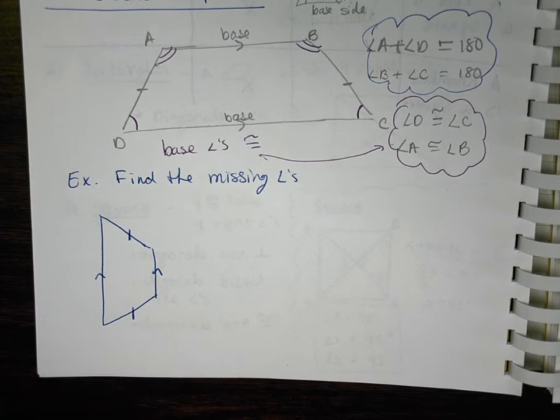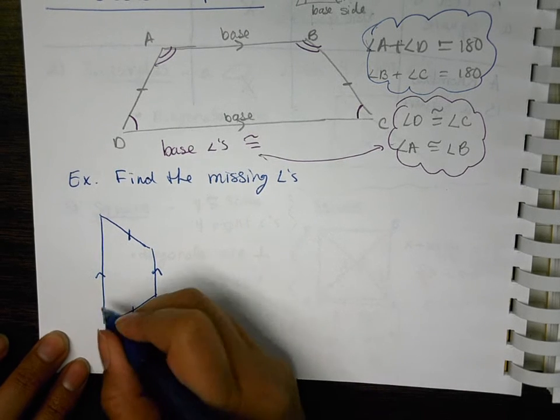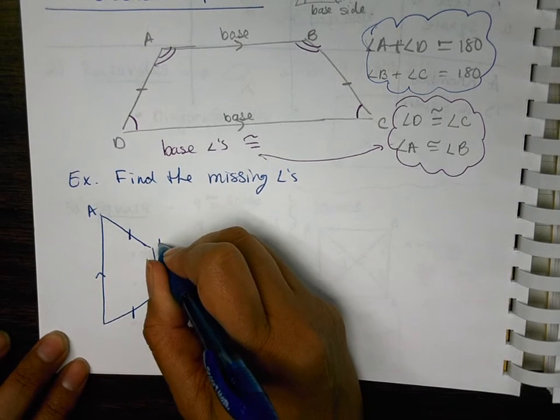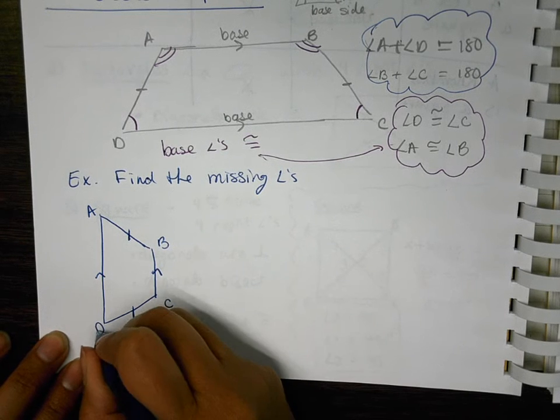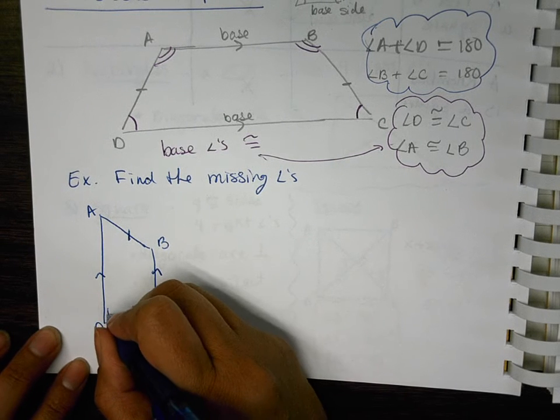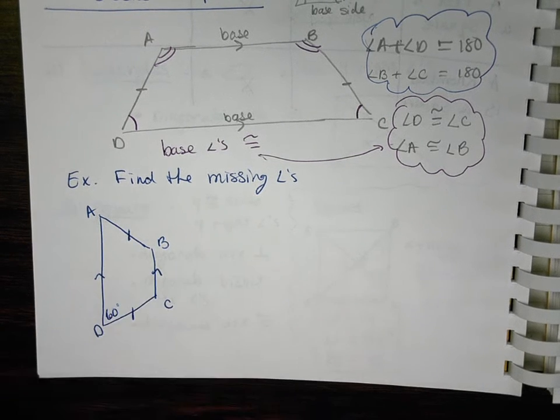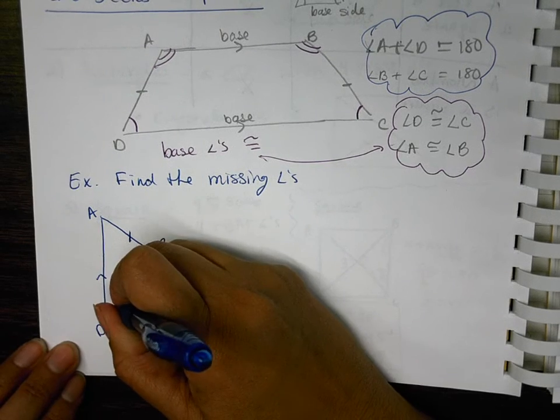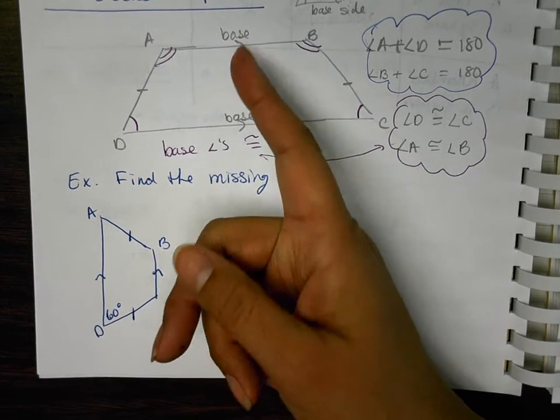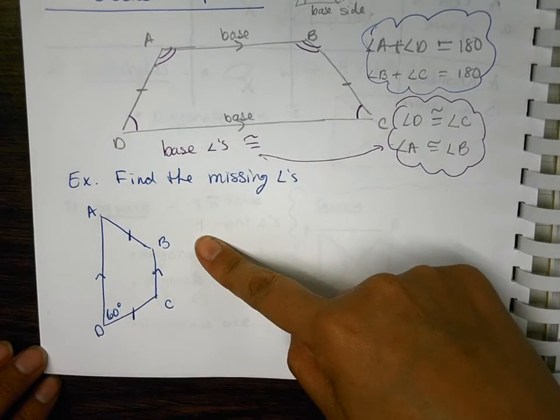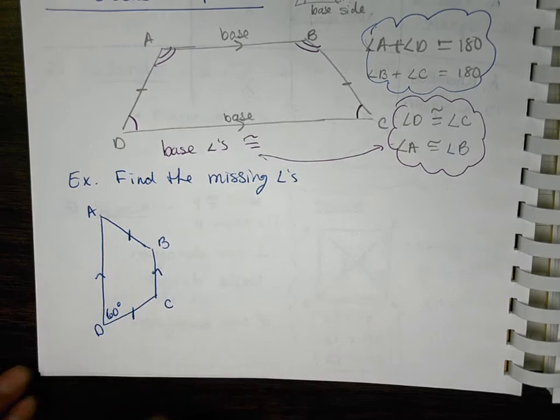All right, I'm going to give you this angle right in here. Let me label A, B, C, D, and I'm going to give to you that angle D is 60 degrees, and that's the only one I'm giving you. It's only giving you one angle. If it's an isosceles trapezoid, which this is, is that enough to find all the other angles?